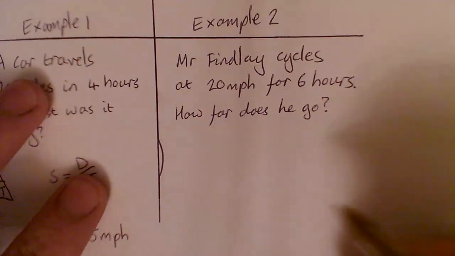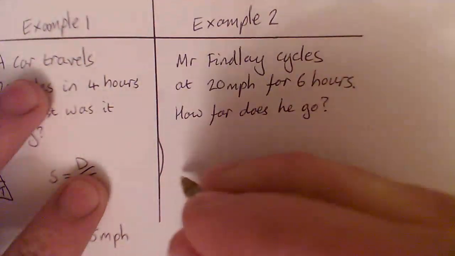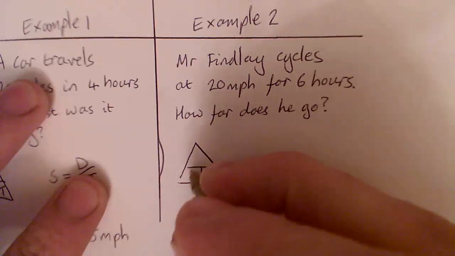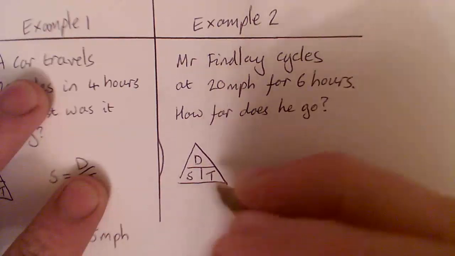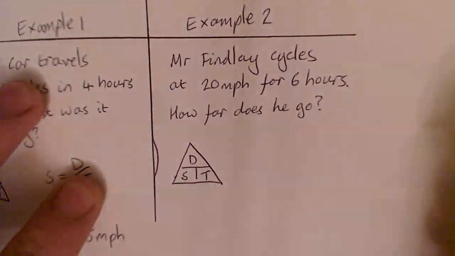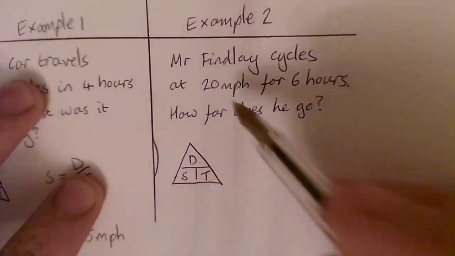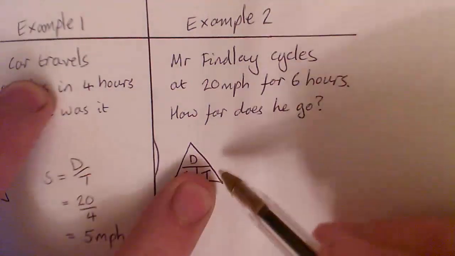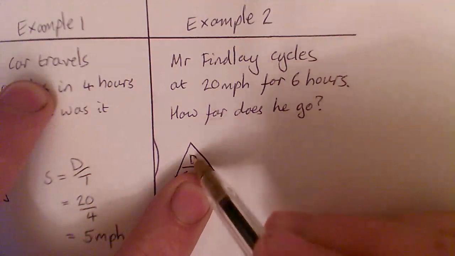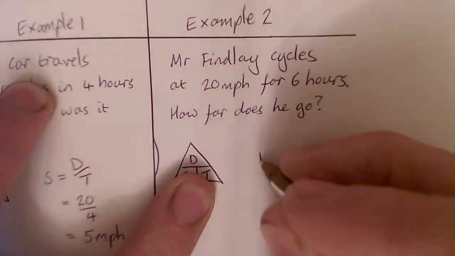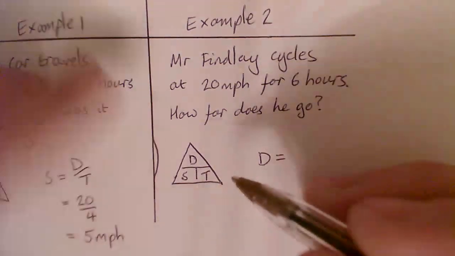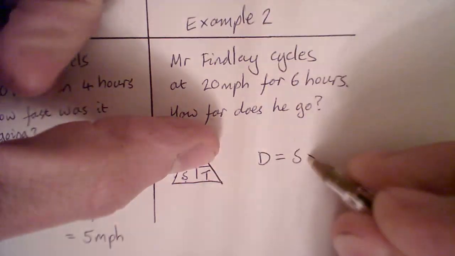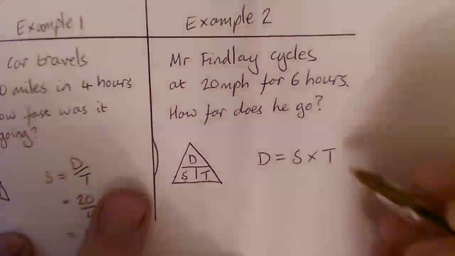Here's number 2. It's friendly cycling. And we've got some speed, distance, and time information. So I'm going to draw my speed, distance, time triangle. Always how I'm going to start. How does he do it? He goes 20 miles an hour. So that's a speed. For 6 hours, that's a time. How far? Well, that's a distance question. So we have distance equals, and if we cover up the distance, we've got speed times time. They're both at the bottom. So we can pick that out. So we've got our equation.